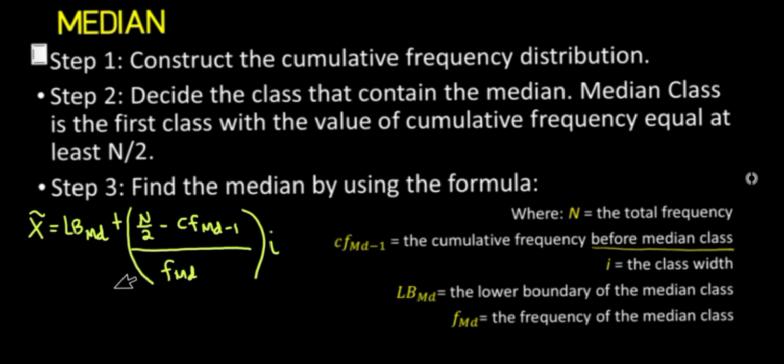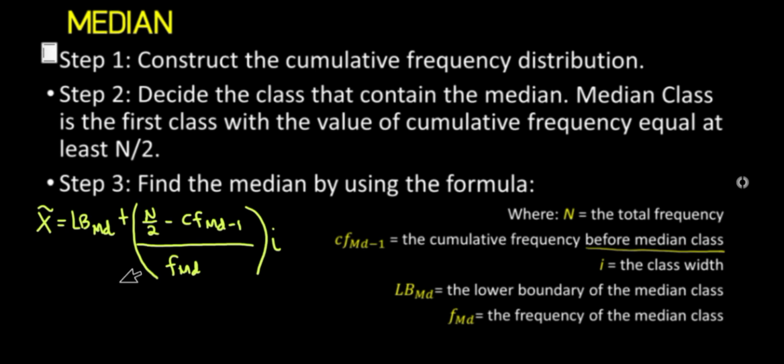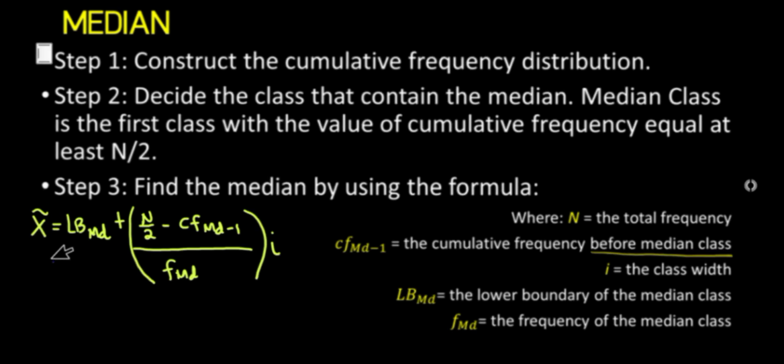Ngayon naman is median naman yung hahanapin natin. Step 1 is first, magkakonstruct muna tayo ng cumulative frequency distribution. Yung frequency distribution natin, lalagyan na natin ng cumulative frequency. And then, step 2, kailangan natin mahanap yung median class. Pag sinabi natin median class, kukunin muna natin yung n over 2. Tapos, hanapin natin sa cumulative frequency kung ano yung malapit dun sa n over 2, pero mas mataas sa kanya. Ulitin ko, mas malapit sa n over 2 at mas mataas sa kanya. Yun yung hahanapin natin for median class.